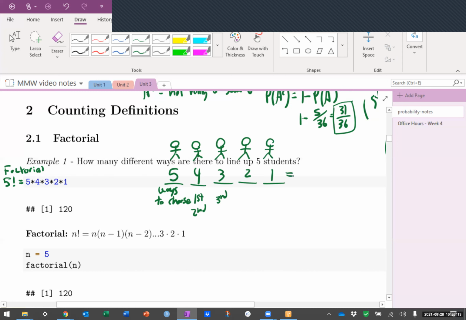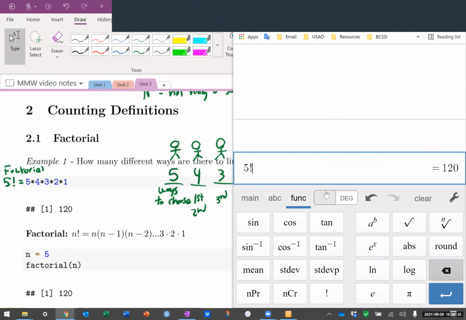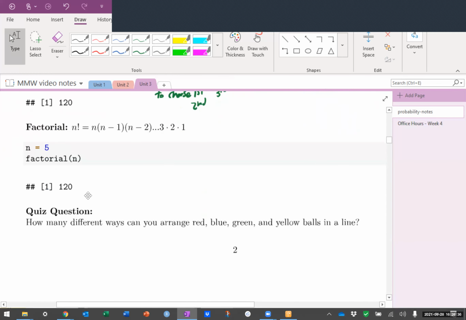So a fancy way to calculate this is 5 exclamation mark. The way you can do that in Desmos is 5 exclamation mark. Notice that's the same thing as 5 times 4 times 3 times 2 times 1. Okay, so maybe you've seen that before.